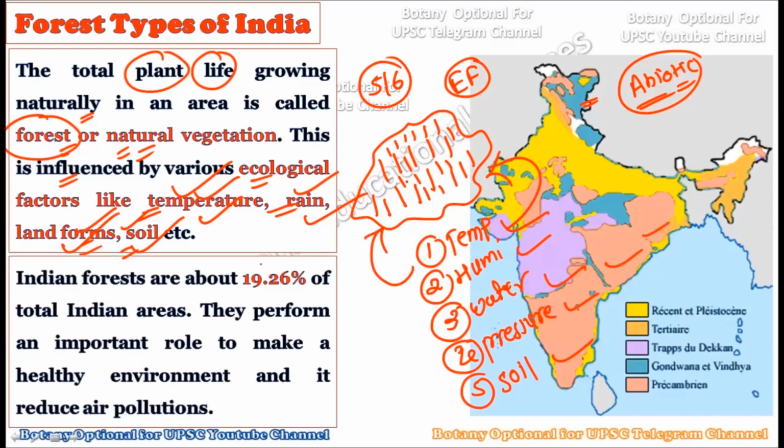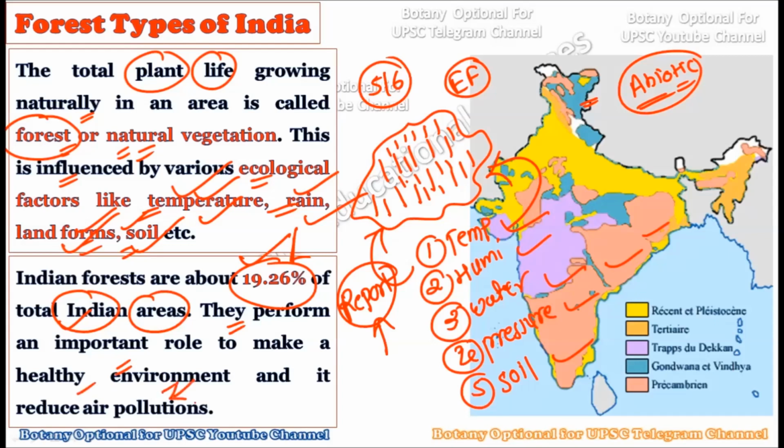Now see, the Indian forests cover about 19.26% of India's total area. Now this number keeps changing. For this number you can take reference of the Forest Survey of India's biennial report. Every 2 years the Forest Survey of India produces one forest report, and according to that report, the total surface area of India which is occupied by forest is given. So here we are using 19.26% of India's total area being occupied by forest, as given by the Indian Forest Report. Now they perform an important role of making a healthy environment and reducing air pollution.